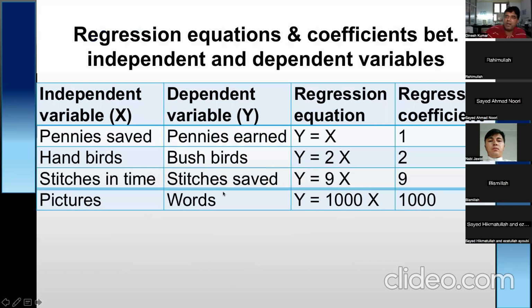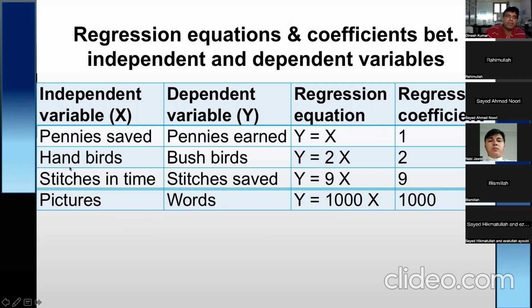Now we can make a table out of this. One is the independent variable, the other is the dependent variable, and the regression equation will be like this. And what will be the regression coefficient? The last column is the regression coefficient. First column, pennies saved and pennies earned. You remember, one penny was saved. If you have saved one penny, that means you have earned one penny. So it means 1y is equal to 1x. So the regression equation will be y is equal to 1x. So 1 is multiplied to this x.